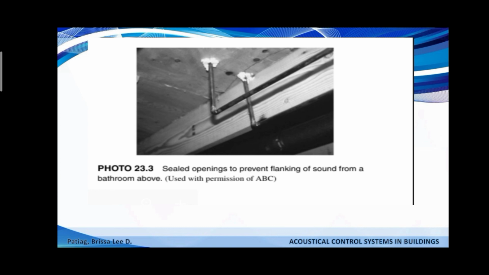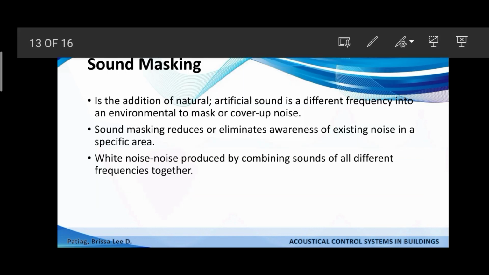So, kapag magsa-soundproof tayo ng isang room, kailangan sinisigurado natin na walang leakage ng sound na magkakaroon sa isang room. Kailangan i-seal natin yon. For example, dito nga sa picture makikita natin, meron bara yung pinaka-tubo. So, kasi kung walang ganyan yan, syempre maglilik din yung noise, di ba? So, sound masking. Sound masking, ano nga ba yung sound masking?